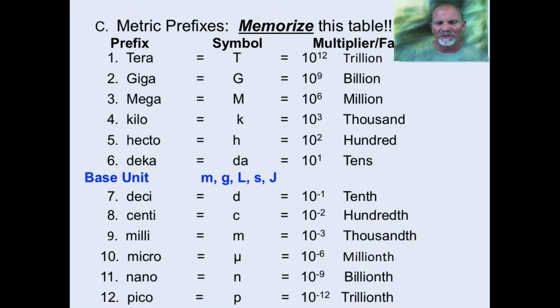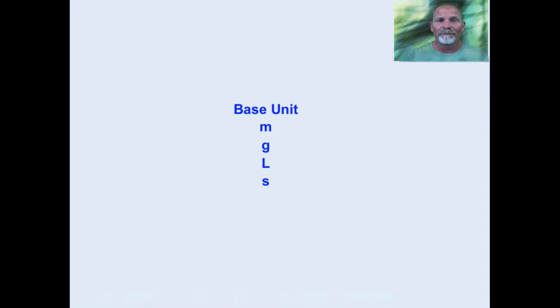We'll go down to pico, lowercase p, which is 10 to the negative 12, which is a trillionth. And commonly what you'll see us staying primarily within is anywhere between the kilo, all the way down to milli, is commonly where we'll play around with when we're working with these prefixes. But right now you need to know all of them.